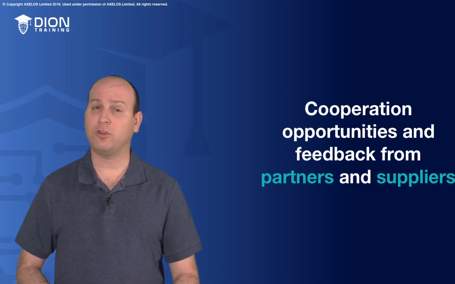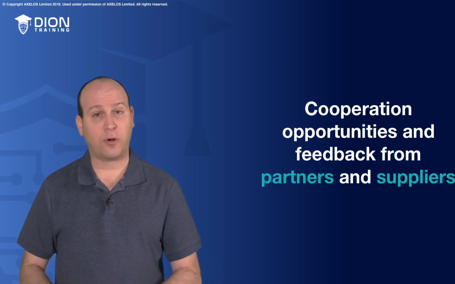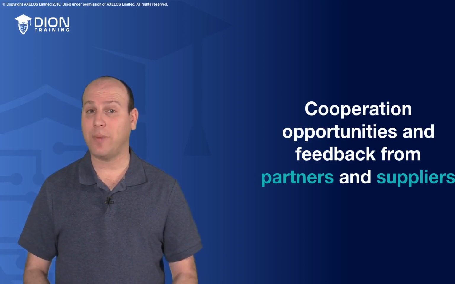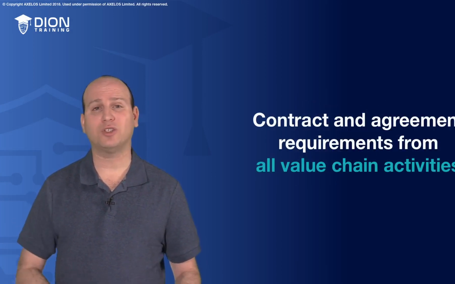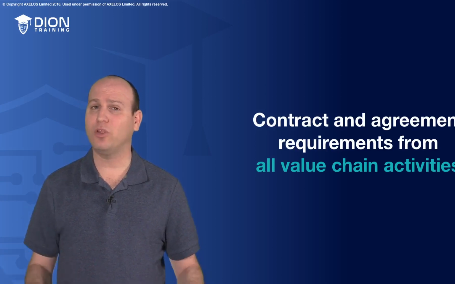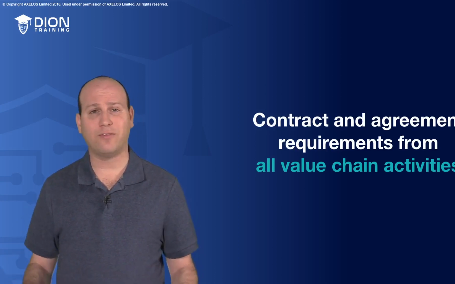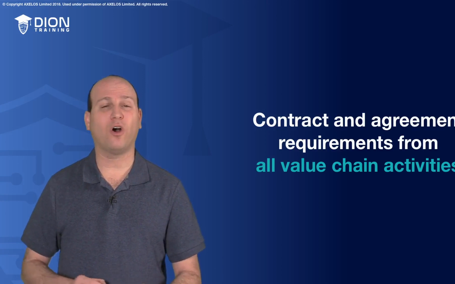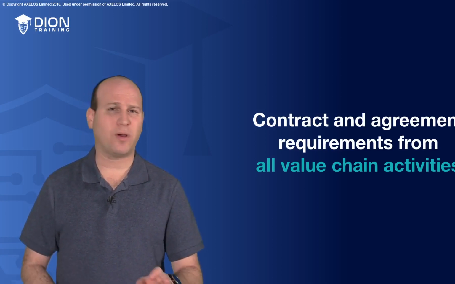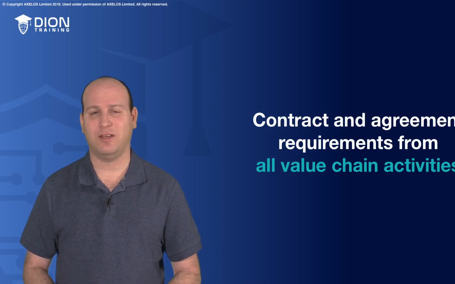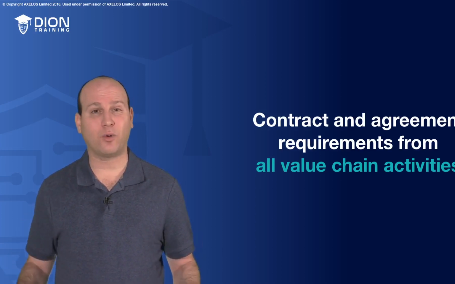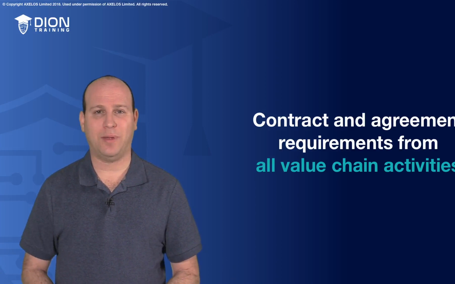And understanding those opportunities for cooperation and feedback from our partners and suppliers can help us to better supply a service to our end user. Another input we have is our contracts and our agreement requirements. As we look at all of those from across the entire value chain, we also are going to be doing all of the engagement. Anytime we're talking about contracts and agreements, you can be assured we're talking about the Engage activity because we're reaching outside of our organization to make that contract happen.